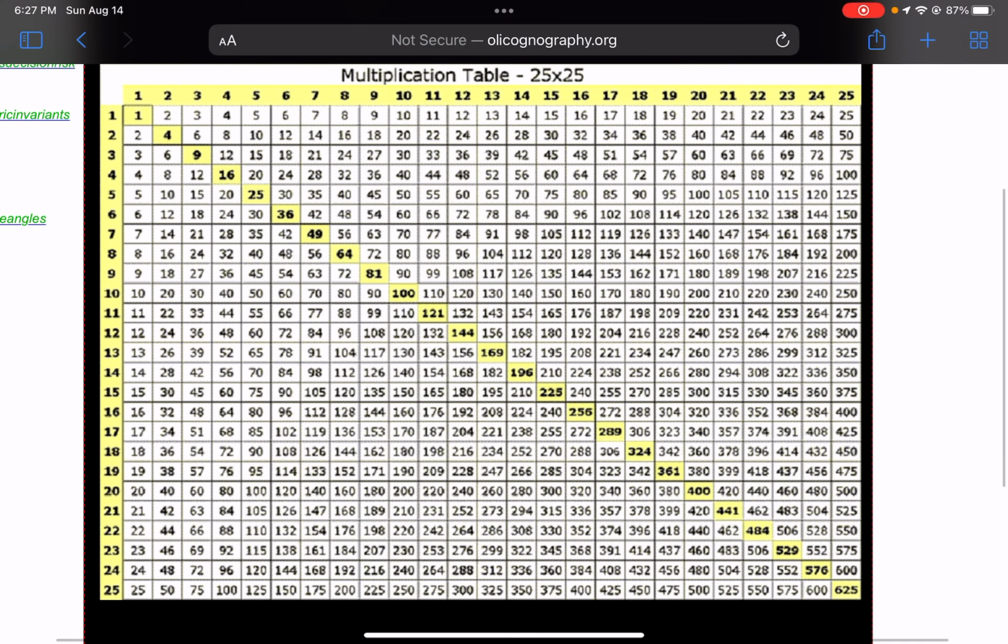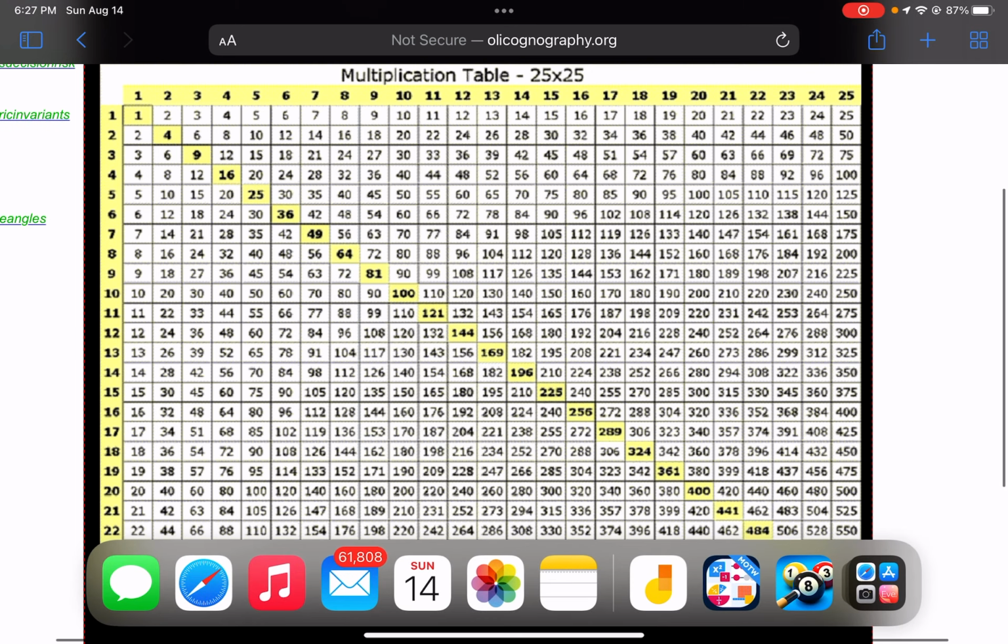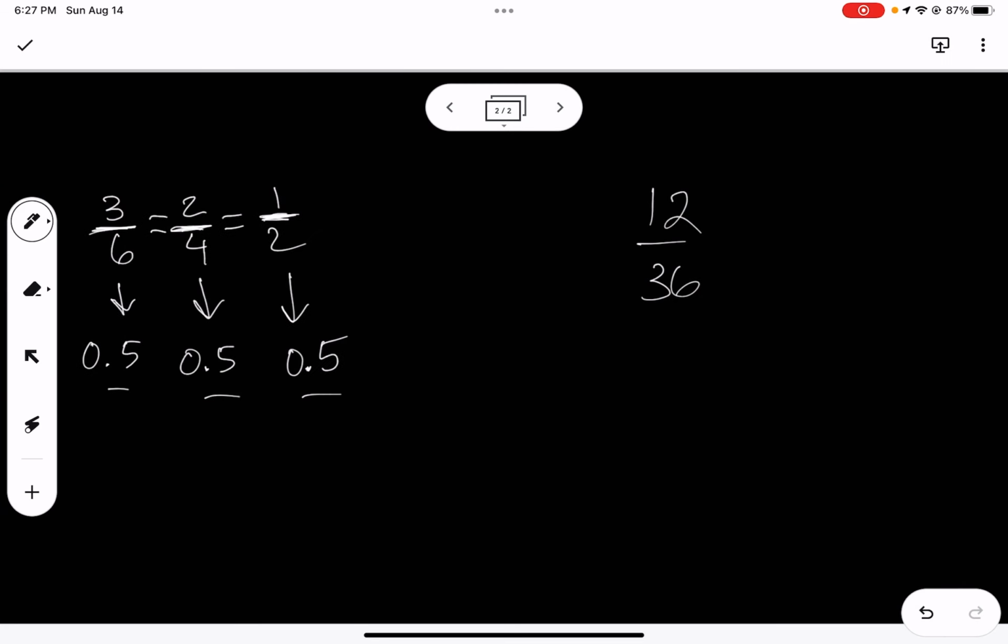Let's say I don't know my multiplication tables that great, especially 12. Then you can come here onto the table and take a look at 12 to see if you ever get to 36. And as a matter of fact, you do. It takes 3 12s to make 36. This means that they have something in common, and you can divide by that same number. So 12 divided by 12 is 1, and 36 divided by 12 is 3.